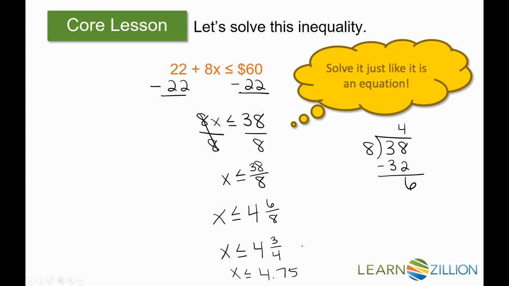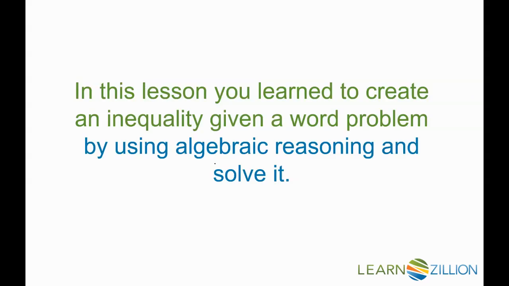Either way, in this particular scenario, we can't only buy 3/4 of a shirt, right? So it looks like the most number of shirts that Debbie can buy is 4 shirts. So when you're doing these word problems, you also need to think about the scenario. Does it make sense for her to buy 3/4 of a shirt? It doesn't, really. So in this lesson, you learned to create an inequality given a word problem. You used algebraic reasoning and you learned to solve it.